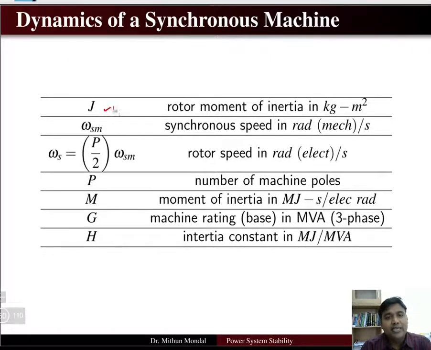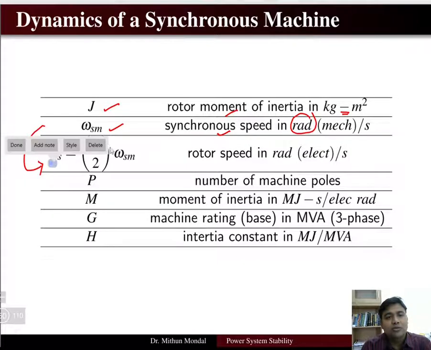Here J stands for the rotor moment of inertia, and the unit is kg meter square. Omega sm indicates the synchronous speed, and the unit is radian per second, and this radian is basically the mechanical degree. Now the mechanical degree has to be converted into the electrical degree, which is omega s, equal to P by 2 into omega sm. So this is the rotor speed in radian per second. However, the angle that is being taken is electrical.